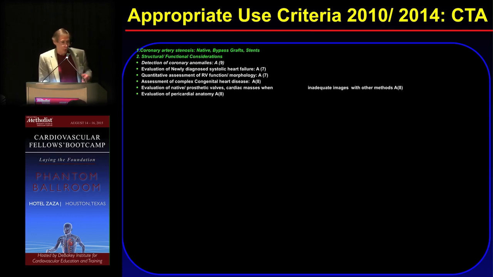But one area that's overlooked is the importance of structural heart disease, and we can detect coronary anomalies, we can evaluate newly diagnosed systolic heart failure, quantify assessment of RV function and morphology, assess congenital heart disease. Dr. Lin knows quite well about that. Evaluate native prosthetic valves, cardiac masses when you have inadequate images by other techniques. Evaluate pericardial anatomy, evaluation of PV anatomy prior to AFib ablation, coronary vein mapping prior to biventricular pacing, assessment of myocardial viability prior to revascularization, and also evaluate vascular structures such as the aorta. So there's a lot of ways in which you can use CT.